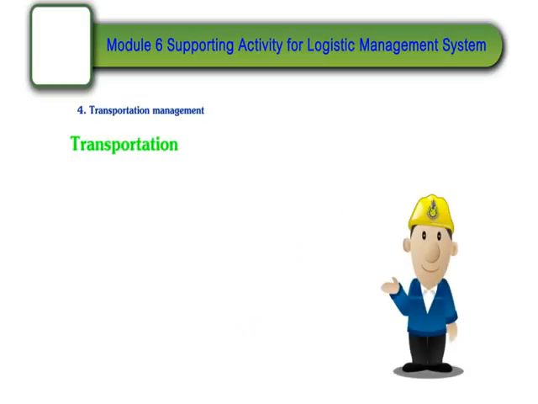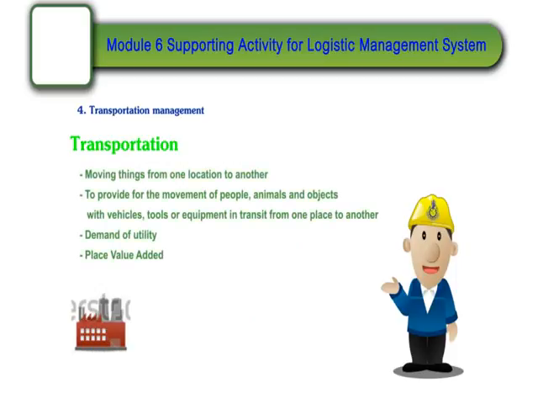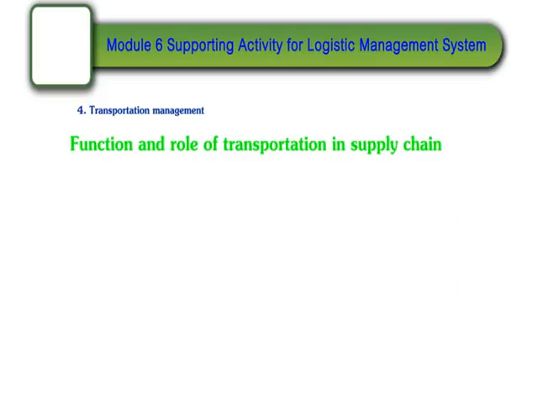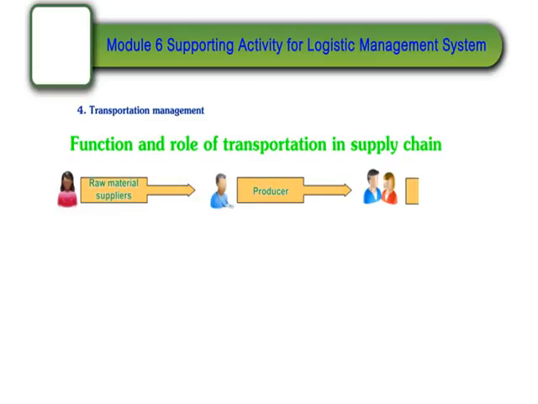This topic mentions activities supporting the operation of logistic transportation. Moving things from one location to another, to provide for the movement of people, animals, and objects with vehicles, tools, or equipment in transit from one place to another. Demand of utility. Place value added. Transportation is an activity that allows the movement of goods from production to the market.